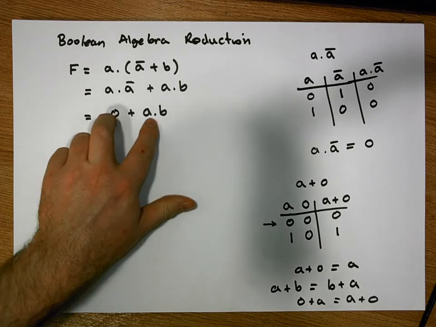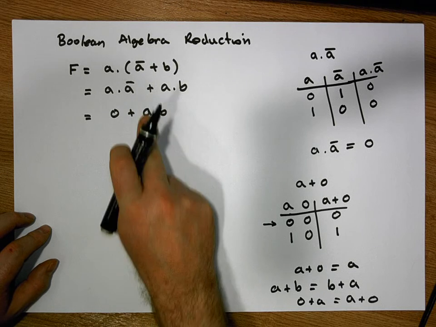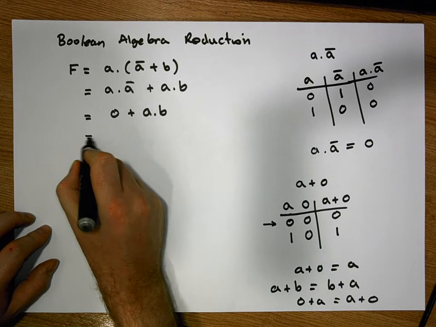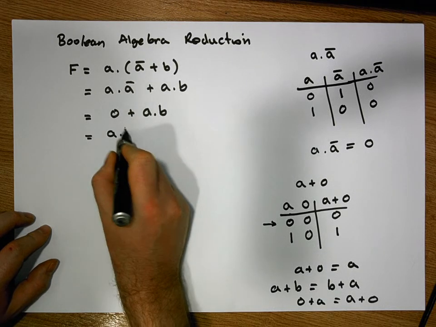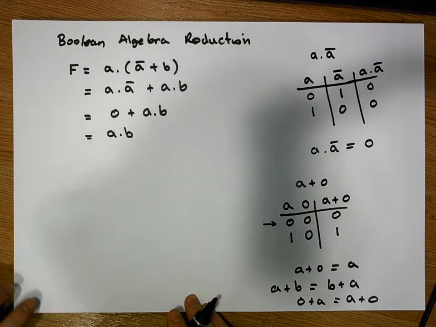This tells us that anything ORed with 0 is going to be equal to the thing that's not 0. In this situation, we end up with A ANDed with B, and there's nowhere else we can go here. This is a basic AND gate.